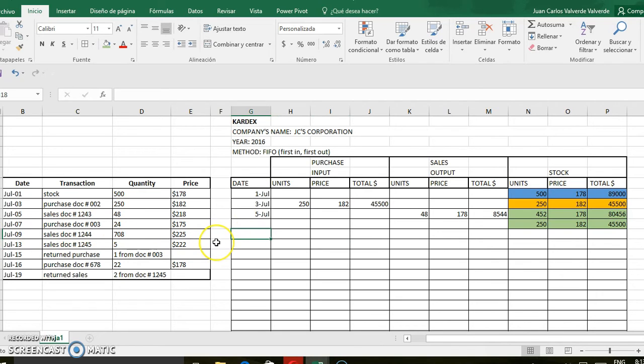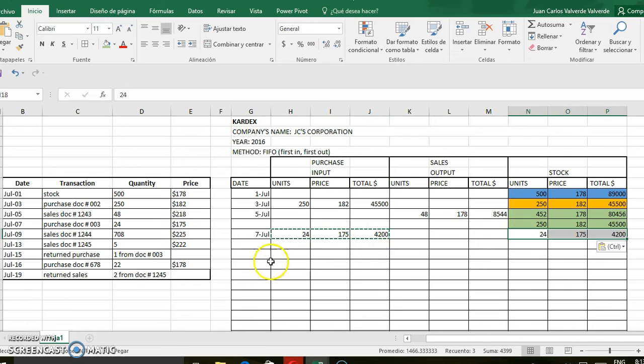On the 7th of July, it says here purchase 24. So purchase is always on this side, and the price for the purchase was 175. Okay, so we do the formula as usual. Multiply units times the price, and this is a different stock. Look, we have price 178, price 182, and price 175. So what we do, we just copy and paste here.